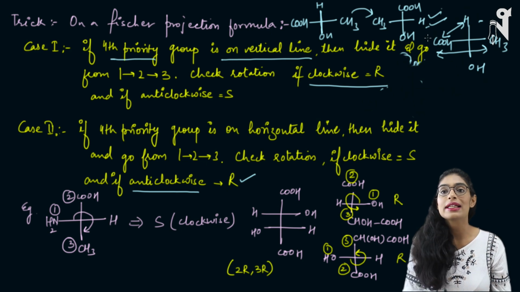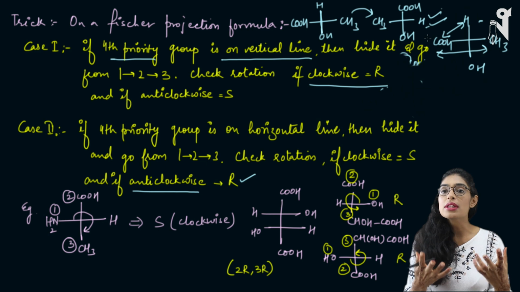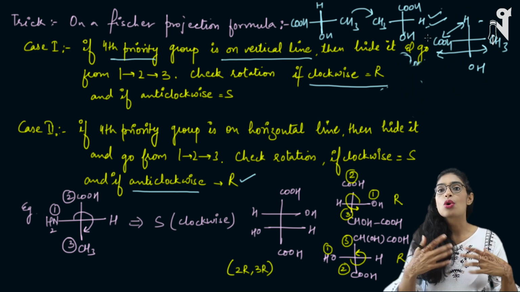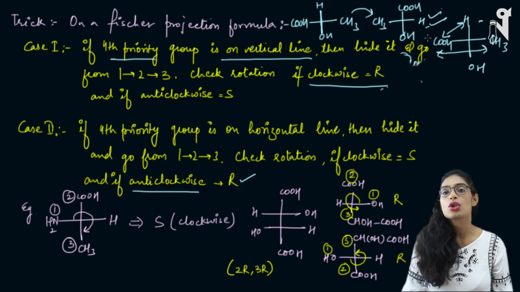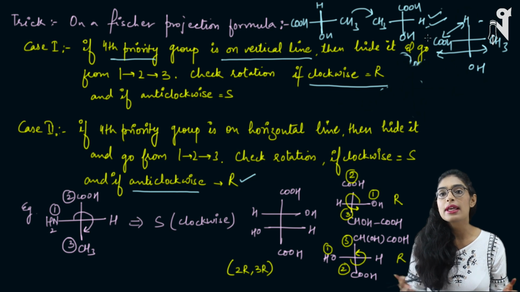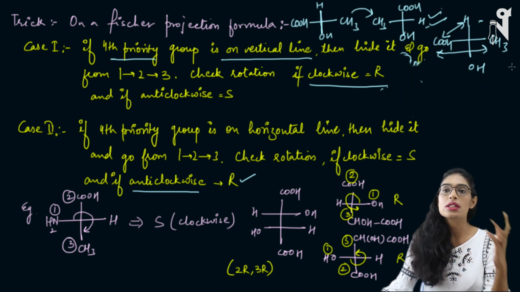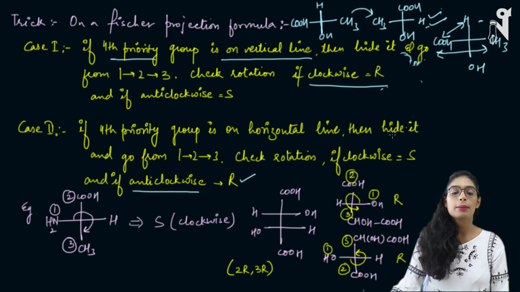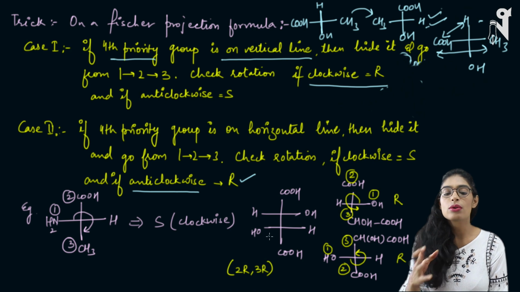And that is what exactly I explained to you in the last class: when you do a double switch or an even number of switches, the configuration of the molecule doesn't change and the molecule remains the same. So these two compounds are identical. We will talk about these compounds and these switches further. But now let's try out some more questions and understand whether we have got these rules properly or not.